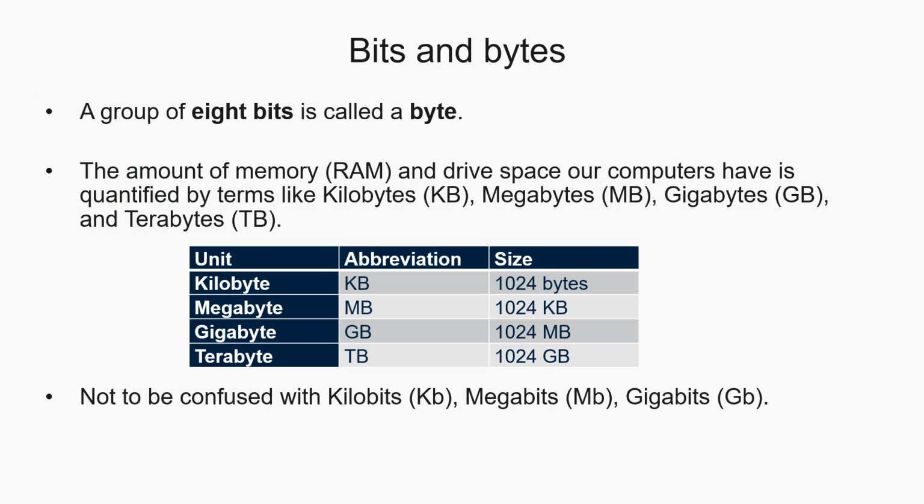To understand image files, we first need to understand how computers store information. The smallest unit of digital information is a bit, which can have a value of either 0 or 1. A group of 8 bits forms a byte. Computer memory and storage are typically measured in bytes, kilobytes, megabytes, gigabytes, and terabytes.